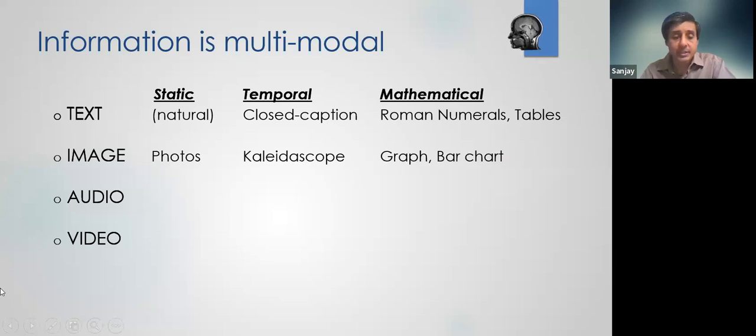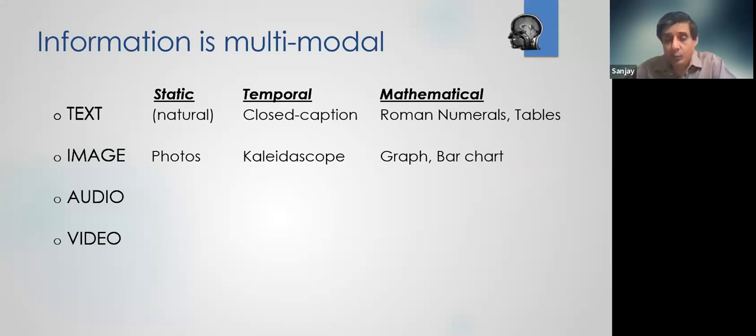The next type of information is images. Photos are the static form of images. A photograph can be an artificial photograph, or it can be a real photograph taken using cameras, whatever type. Kaleidoscopes, or some types of animation, you can think of as a temporal image, an image which changes over time. Another way of looking at that is really what video is. Video is an image that changes over time.